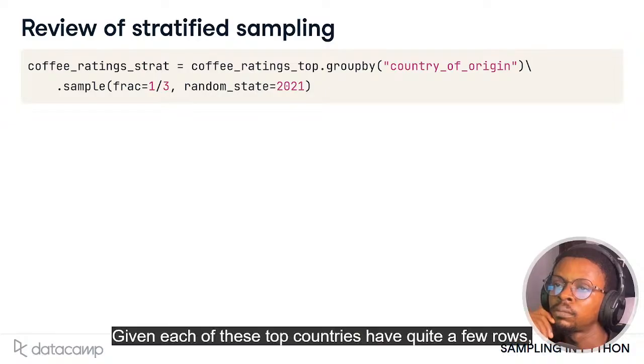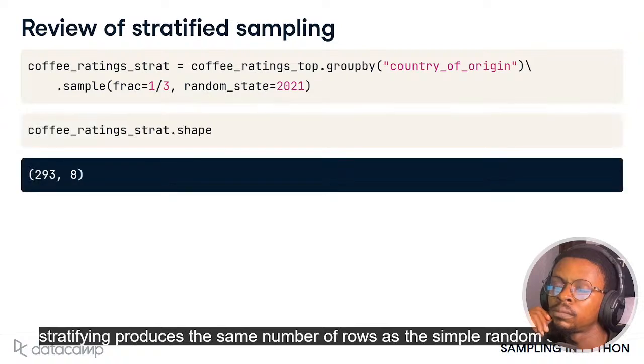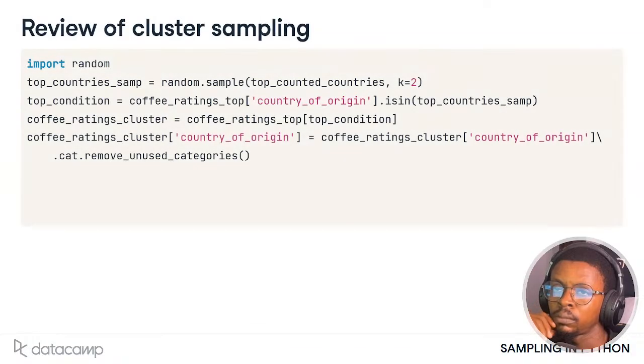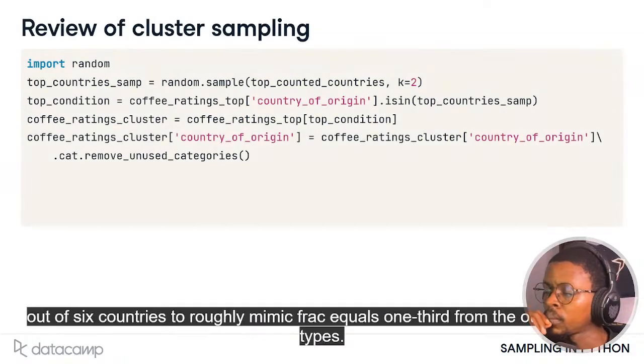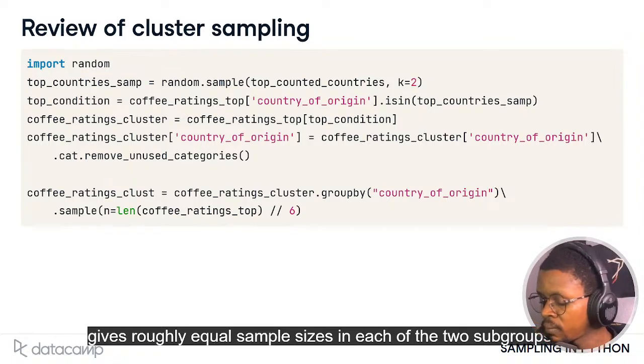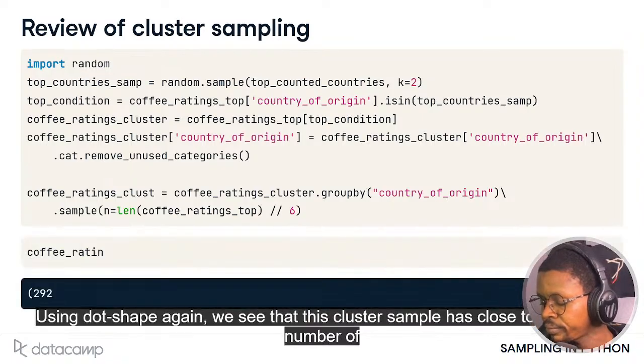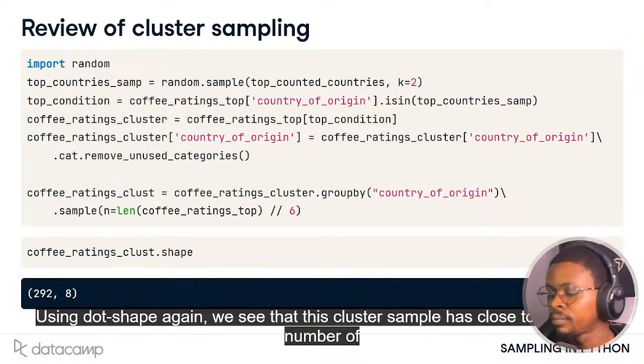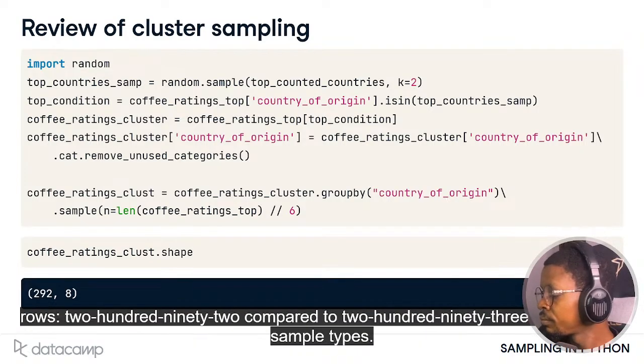Given each of these top countries have quite a few rows, stratifying produces the same number of rows as the simple random sample. In the cluster sample, we've used 2 out of 6 countries to roughly mimic frac equals 1/3 from the other sample types. Setting n equal to 1/6 of the total number of rows gives roughly equal sample sizes in each of the 2 subgroups. Using dot shape again, we see that this cluster sample has close to the same number of rows, 292 compared to 293 for the other sample types.